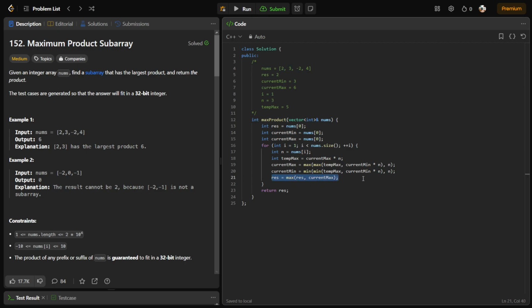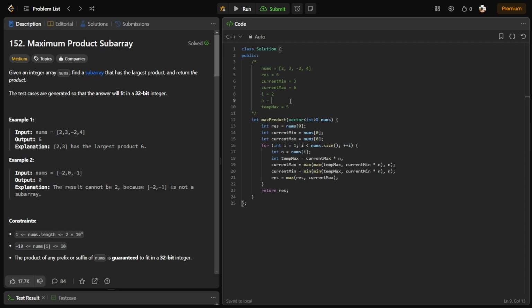After that, we update the result. In this case, the result will be the maximum of 2 and current max, which is 6, and we know 6 is bigger than 2. So we update result to now hold 6. Next, we iterate through, increment our i, and we move on to the next number.